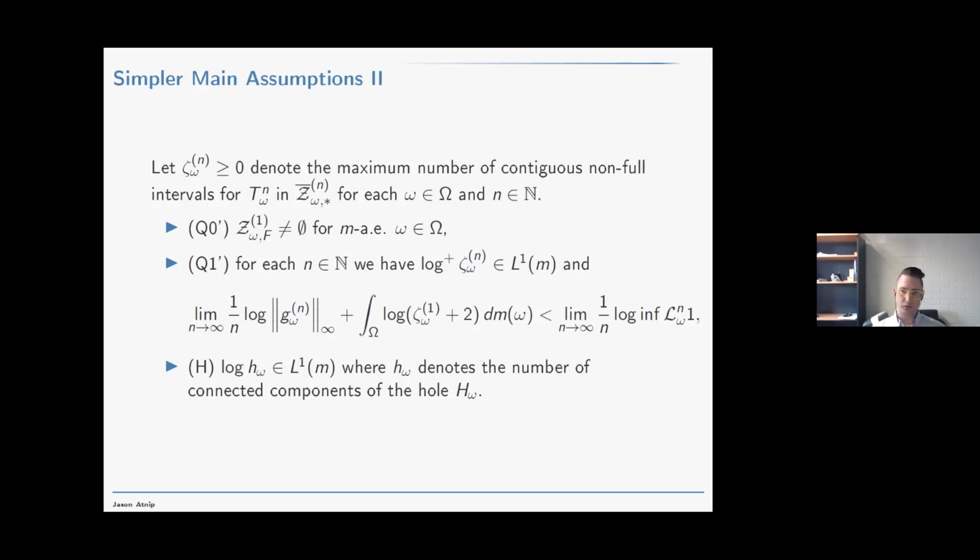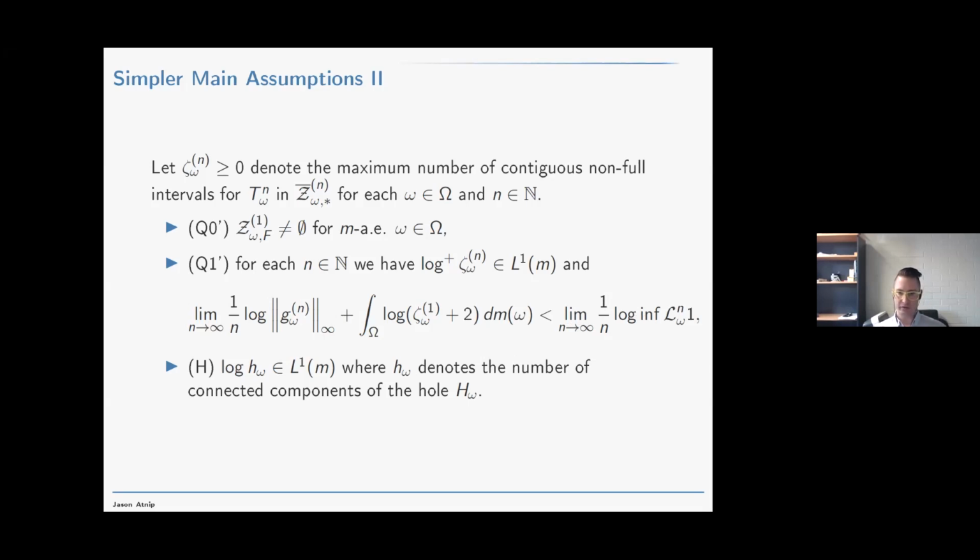Then we can replace our Q1, Q2 and Q3 assumptions. Using some work, we can boil the three of those down into just this one Q1 prime assumption. And that is that we have what looks like our contracting potential assumption: the limit of 1 over n log sup g plus some quantity is less than the limit of 1 over n log of the integral of log rho. But the integral of log rho is also maybe complicated to check, so we can replace that with a lower bound, the limit of 1 over n log inf L_ω^n of 1.